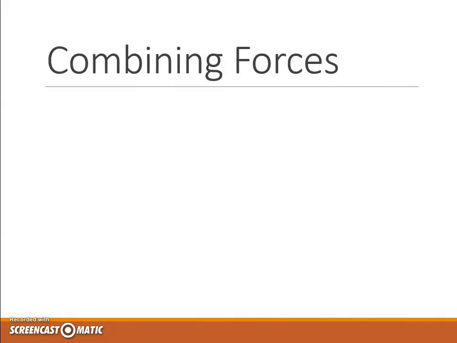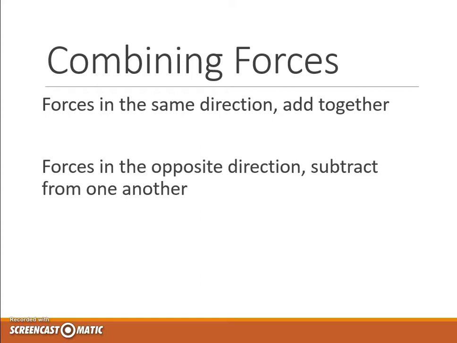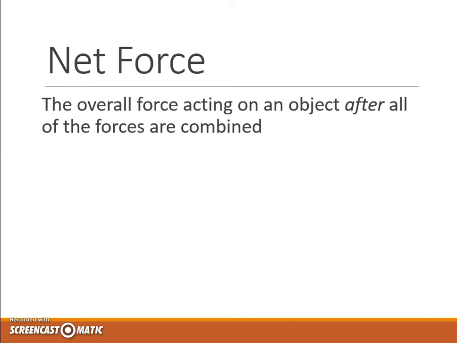So we're going to be combining forces in the same way that we were combining displacements. If they're in the same direction, you're going to add them together. If they're in the opposite direction, you're going to subtract them from one another. And then, of course, if they're in different directions, you can always graph those just like we did with displacement and find that force. Now, it does have a specific name when we combine all these forces, and we call it the net force. So think about your net pay for those of you who have a job. This is the overall force acting on the object after all the forces are combined. So this is your end sum.